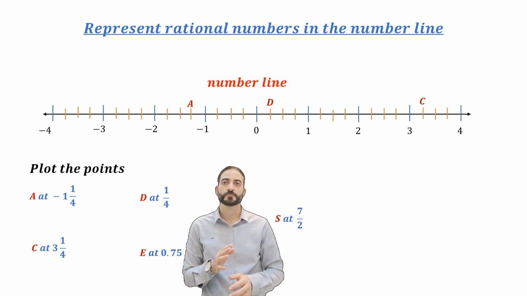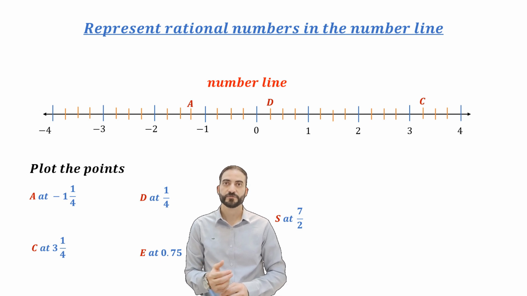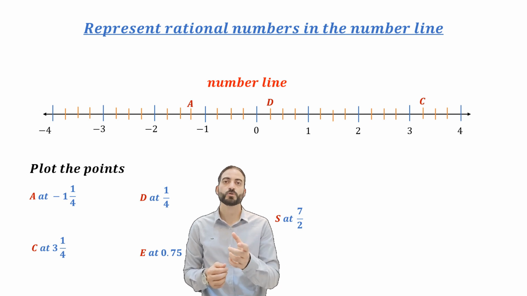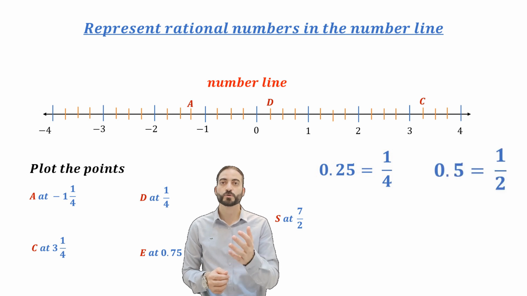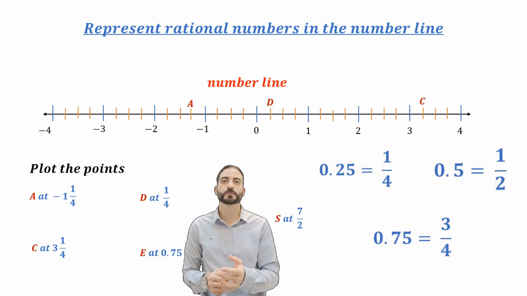Now let's move on to point E, which is given as a decimal number. To make it easier to plot, we can first convert the decimal into a fraction. Convert 0.75 to a fraction. We know that 0.75 is equal to 3 over 4. It is important to remember this conversion for decimals like 0.25 equals 1 over 4, 0.5 equals 1 over 2, and 0.75 equals 3 over 4.